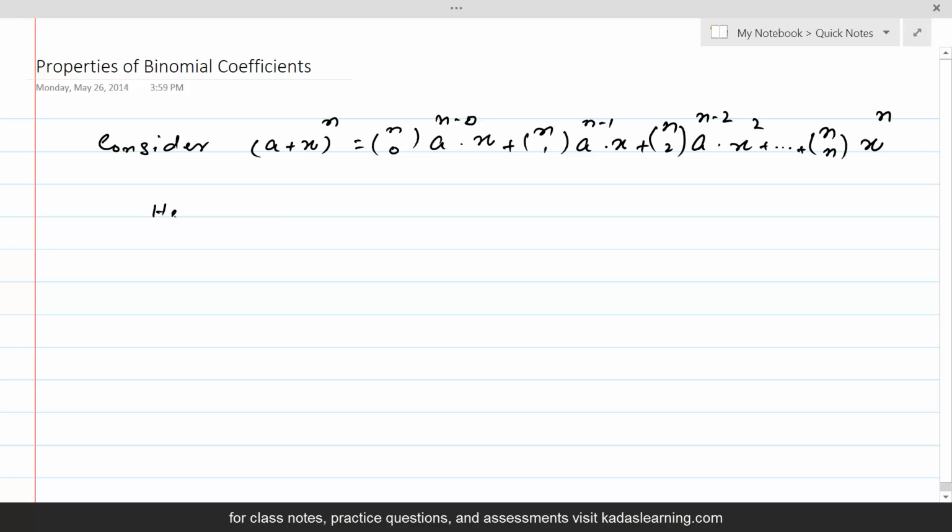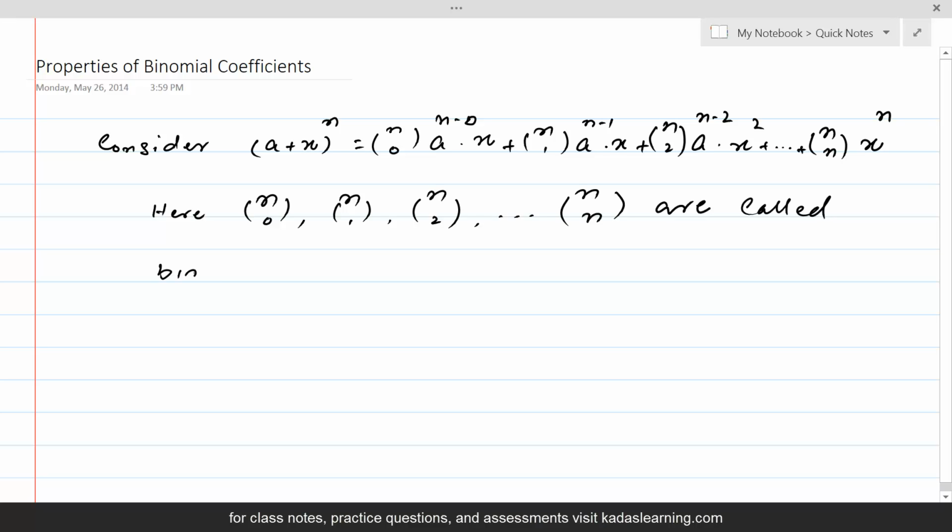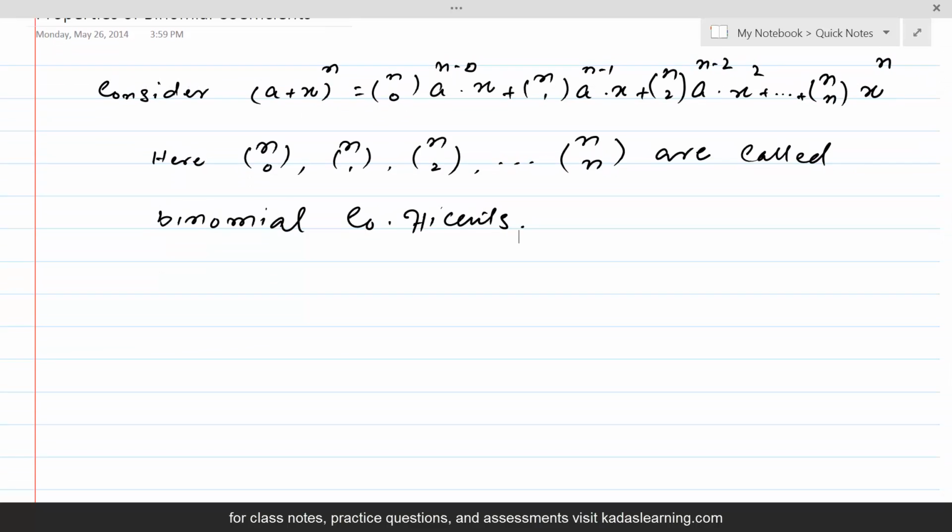Here nC0, nC1, nC2 and so on up to nCn are called binomial coefficients. So once you have an idea of what binomial coefficients are, we can explore some of the properties, and those properties will be very helpful in finding solutions to many problems in algebra.